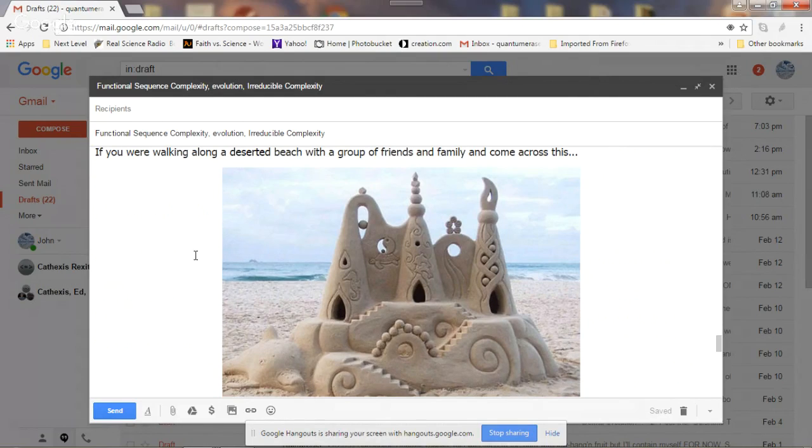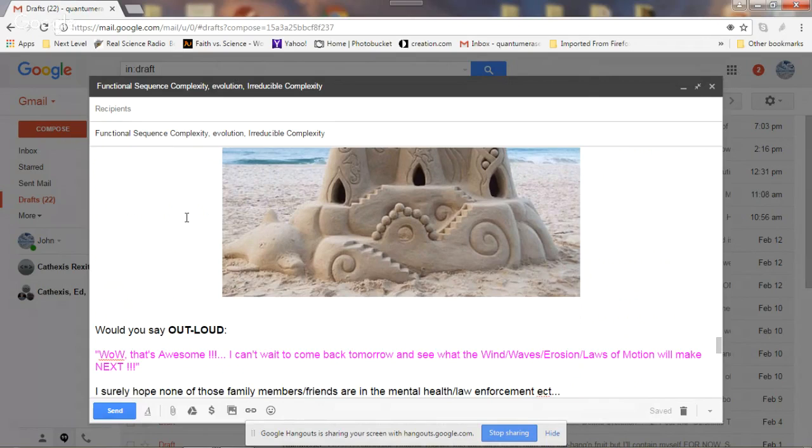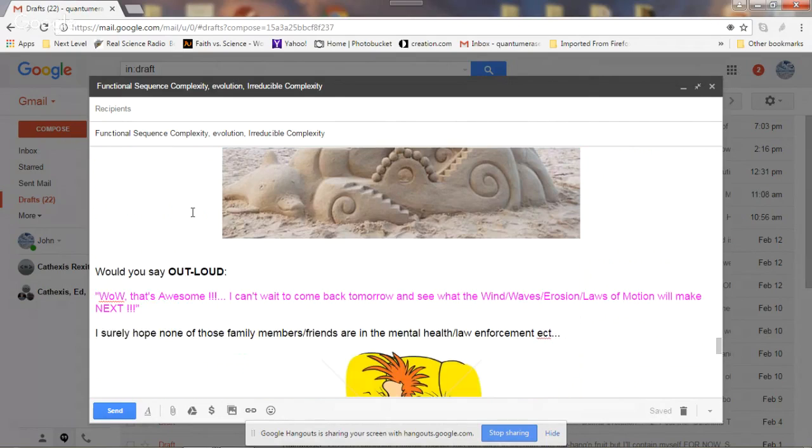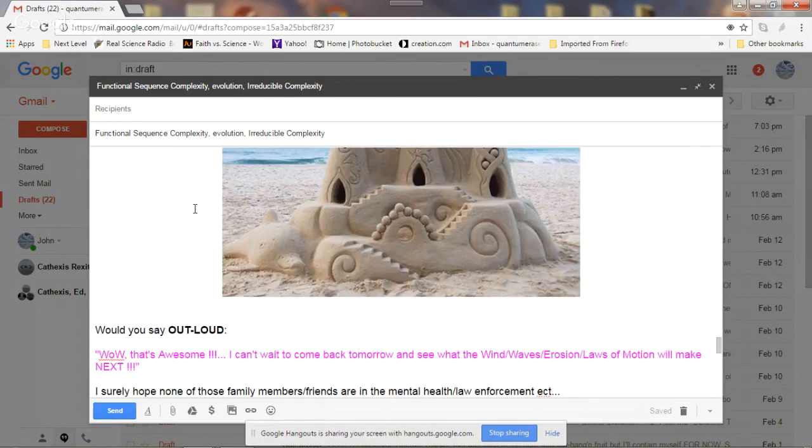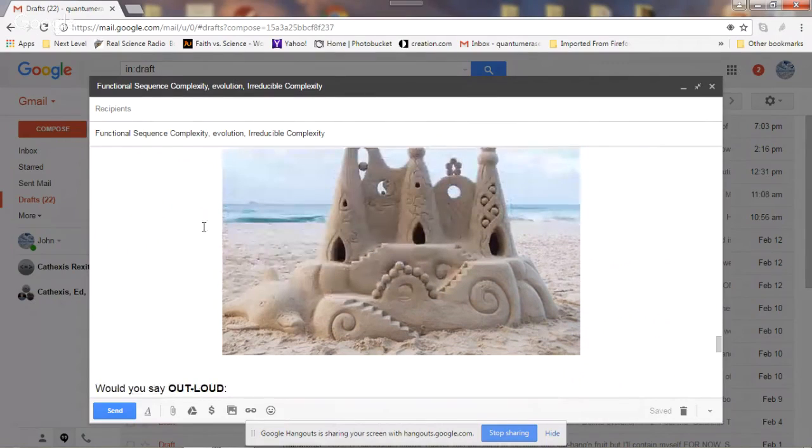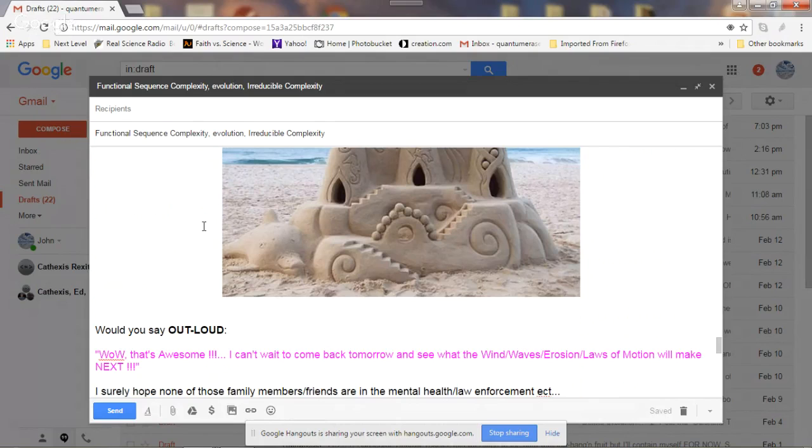So if you're walking along a deserted beach with a group of friends and family and came across this, nobody around, just you and your friends and family. So would you say out loud, wow, that's awesome. I can't wait to come back tomorrow and see what the wind, waves, erosion, and laws of motion will make next? I mean, would anyone say that? Would any rational person say that?